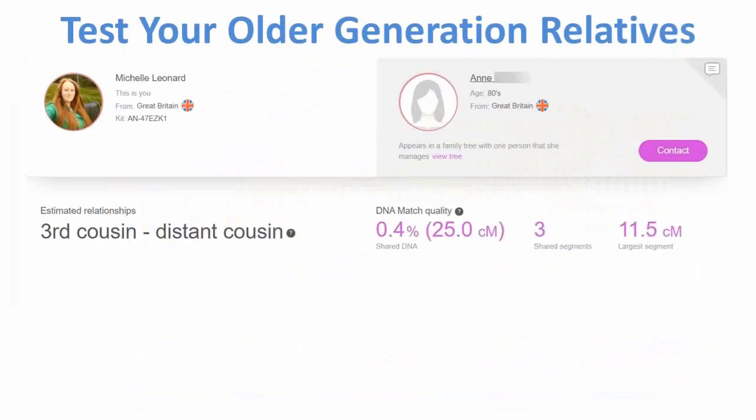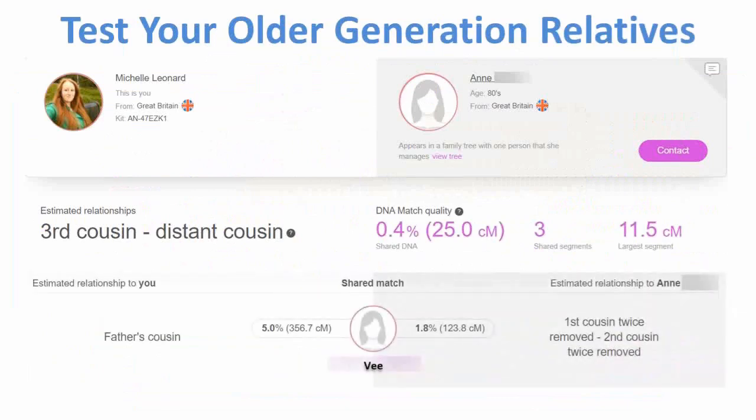So for instance, here's a match on my list, Anne. And she's sharing 25 centimorgans with me with a largest segment of 11. That's not a match I'm going to be looking at really with any gusto. However, when I tested my dad's first cousin, that magic generation closer to our common ancestors, suddenly I'm interested in Anne because she's sharing 123 centimorgans with my dad's first cousin, V.